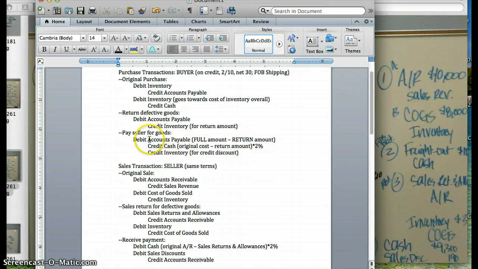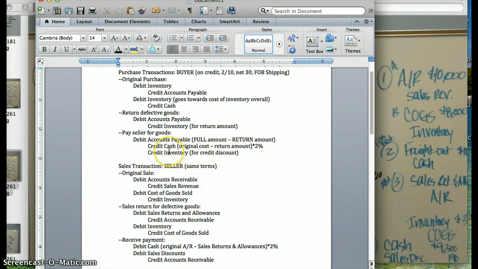So here, when you pay the seller for the goods, it's for the original amount minus the return amount. Then when you go to pay, you credit cash because you're paying the seller the original cost minus the return amount, multiplied by the 2%. Don't take the credit terms from the original amount, because that's not exactly what you owe the seller. They've given you a return, so you owe less than the original cost. And then finally, you credit the inventory for the credit discount.